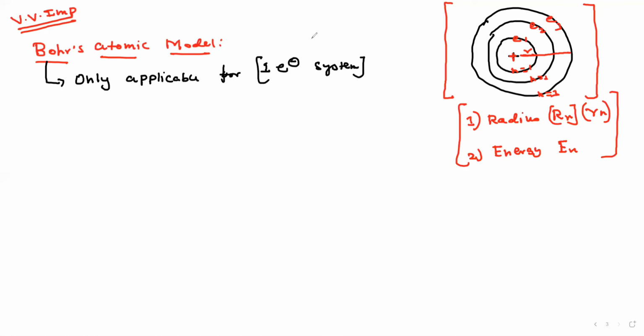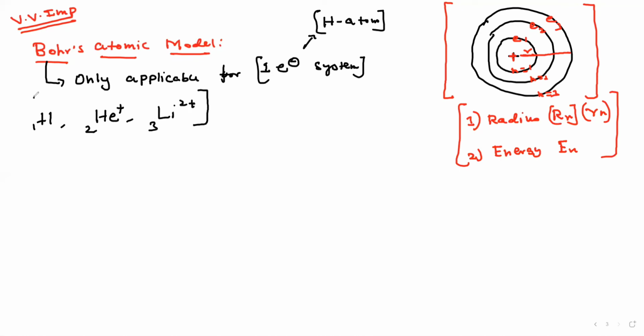Very important example: hydrogen atom. Hydrogen-like species. What are hydrogen-like species? For example, hydrogen has 1 electron, right? Helium has 2 electrons, and helium plus has 1 electron. Lithium has 3 electrons, and lithium 2 plus has 1 electron.